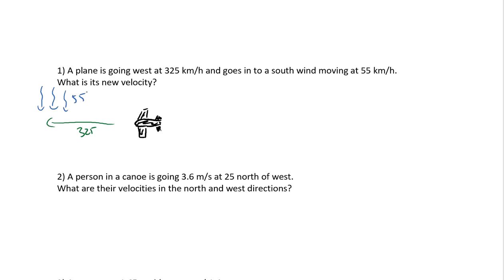Now, obviously, as the plane goes towards the left, it is going to get pushed down. So the plane's going left, the wind's going down, it's going to go down left. And we can use vectors to see exactly what the new velocity would be. So I'm just going to start with the plane. I'll use my fancy smancy arrow tool here. I'll start with my plane. My plane is going at 325 to the west.